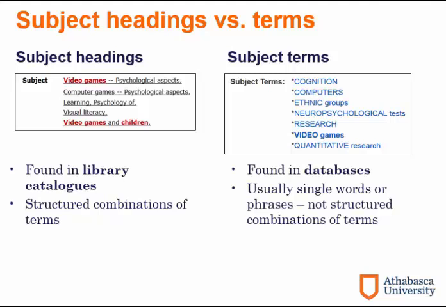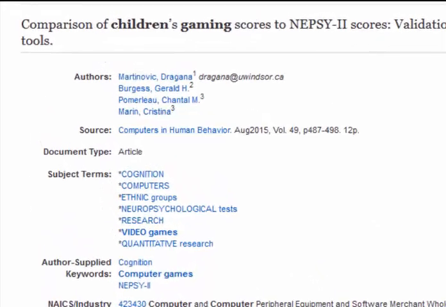Subject terms in a database are still very useful, however, because they show you which types of terms the database uses to describe various subjects. They also provide researchers with further ideas for search terms to use. In this example, cognition could be a good term to use in addition to cognitive skills and cognitive functions.